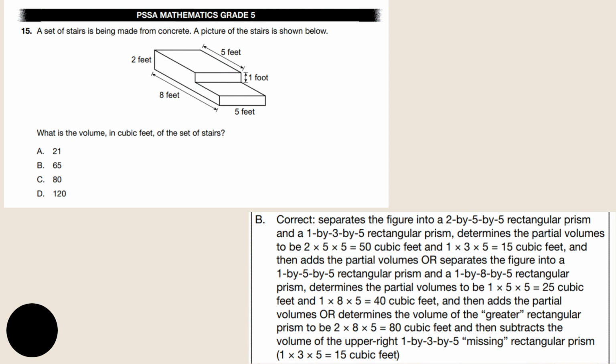Rectangular prism determines the partial volumes to be 50 cubic feet and 15 cubic feet, and then adds the partial volumes, or separates the figure into a rectangular prism and a 1 by 8 by 5 rectangular prism, determines the partial volumes to be 25 cubic feet and 40 cubic feet, then adds the partial volumes, or determines the volume of the greater rectangular prism to be 80 cubic feet, then subtracts the volume of the upper right, that is 1 by 3 by 5, that is the missing rectangular prism.